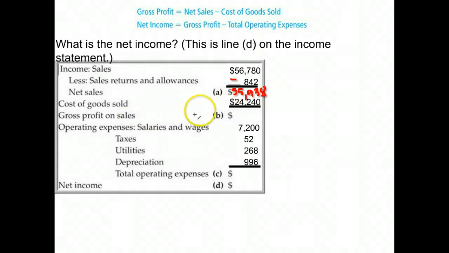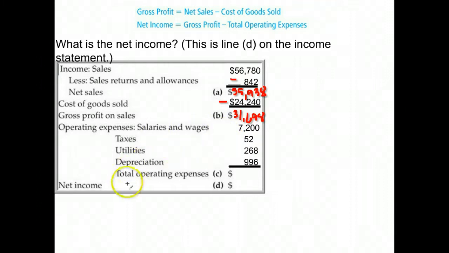Next, they want the gross profit. Okay, the gross profit is the net sale minus the cost of goods. So now that we have our net sale here, our 55,938, we subtract the cost of the goods that you actually sold, which was 24,240. And now we're at 31,698. Okay, so that's our gross profit. This is our profit after taking out any returns and the cost of the merchandise we sold.